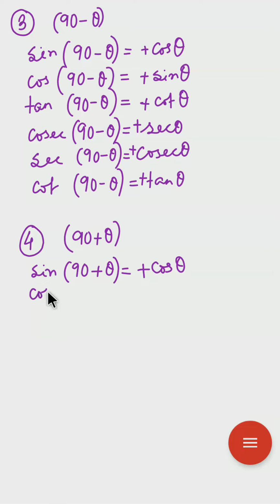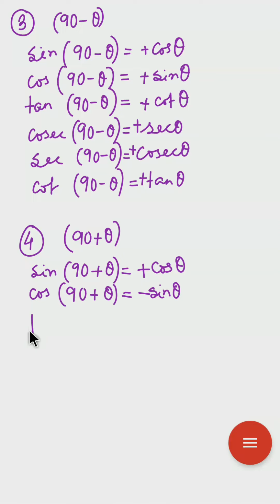Let's try another one. Cos of 90 plus theta equal to. Again, first we check where this whole angle lies. This angle lies in the second quadrant. Cos in the second quadrant is negative. Therefore, we get the minus sign. Now we check the multiple of 90 here. This is 90 into 1, which means odd multiple of 90. Therefore, cos will change to sine. So we get cos of 90 plus theta is equal to minus sine theta.